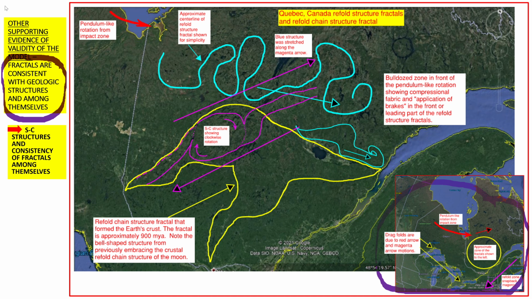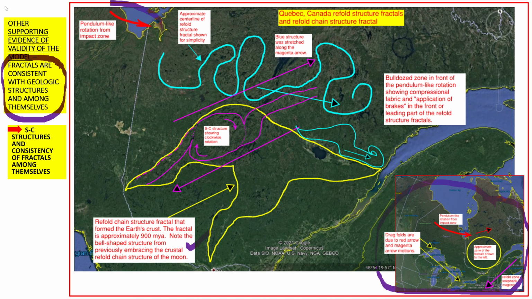Reading the text box here, in yellow, is the refold chain structure fractal that formed the Earth's crust. The fractal is approximately 900 million years old, at least the representation. Note the bell-shaped structure from the previous slide, embracing the crustal refold chain structure of the moon. I discussed that in the previous slide.